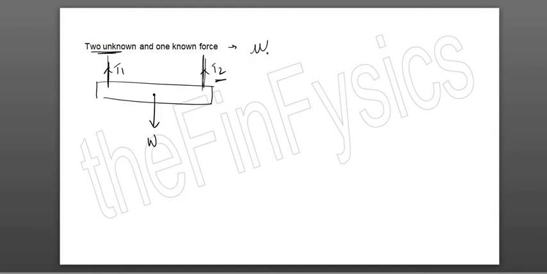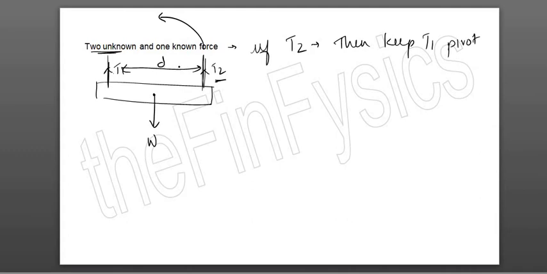So if they tell you to find T2, then you can keep T1 as the pivot. Now if my T1 is the pivot, can I say this T2 is providing an anti-clockwise moment with this distance, suppose D2. Okay, so T2 D2, the anti-clockwise moment, will be equal to this clockwise moment, W into suppose X.